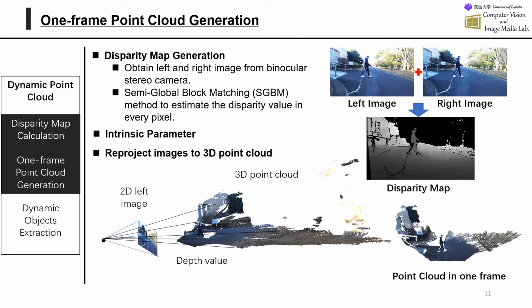The dynamic point cloud is required to be updated frame by frame. In this case, we calculate the disparity map and then match it with the RGBD map to reconstruct the point cloud in one frame and then update it frame by frame. To calculate the disparity map, we obtain the left and right images from a binocular stereo camera. Then, we use the SGBM method to estimate the disparity value in every pixel block of the left image. By using geometry calculation, we can obtain the 3D point cloud by adding the depth information to the left image.